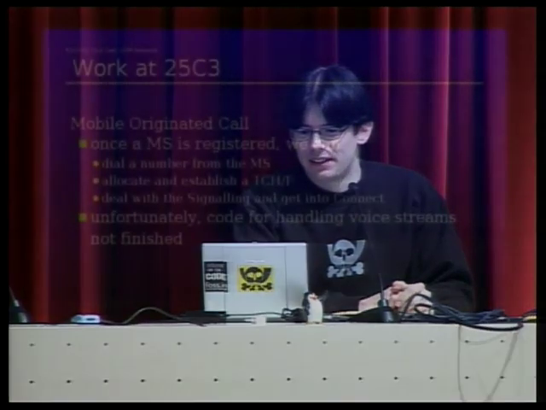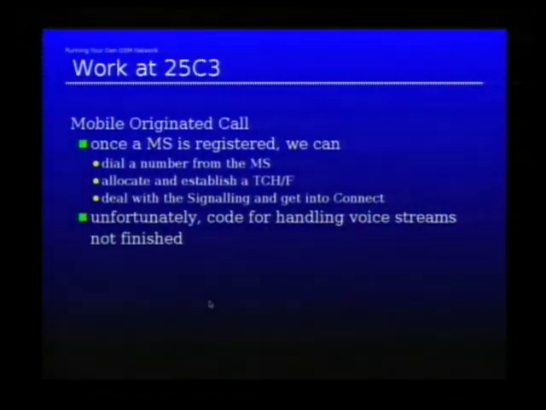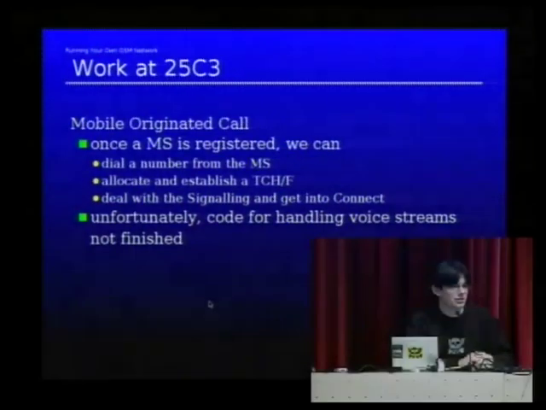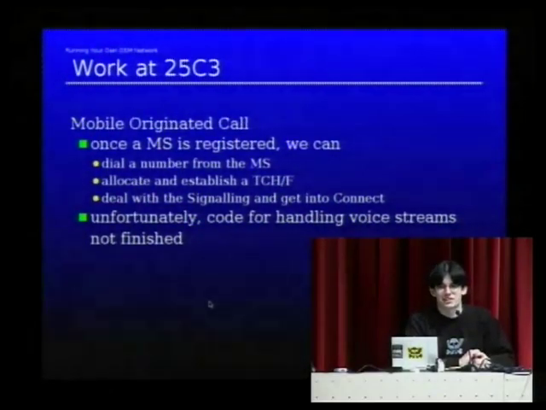Okay, now mobile originated call is actually fairly simple because once you say location update accept and the phone is basically in your network, then the phone can just dial any number. You make your outgoing call, you send a channel request, the network responds, channel acknowledge, and you deal with the signaling layer and get to connect. Unfortunately, in this, what I call OpenBSC software, we do not have the voice data processing implemented yet. I was hoping to get it done before this talk, but unfortunately we didn't. It's probably 1 or 2 days away.